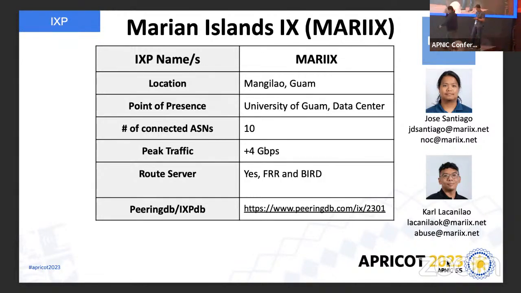Hafa day, everybody. Jose Santiago from University of Guam. At the university, we operate an open carrier neutral IX called Marix. So it's the first carrier neutral IX on the island. Currently we have 10 members, but that's outdated. Just 5 days ago, we got a new member. So that's actually 11. We're peaking traffic about 4 gigabits. So it is a small island, 13 small islands, 4 local ISPs. Our route servers, we do FRR and BIRD for redundancy, research, testing, and just diversity.